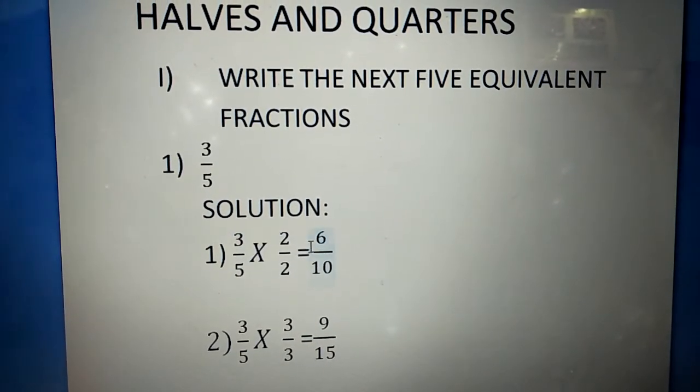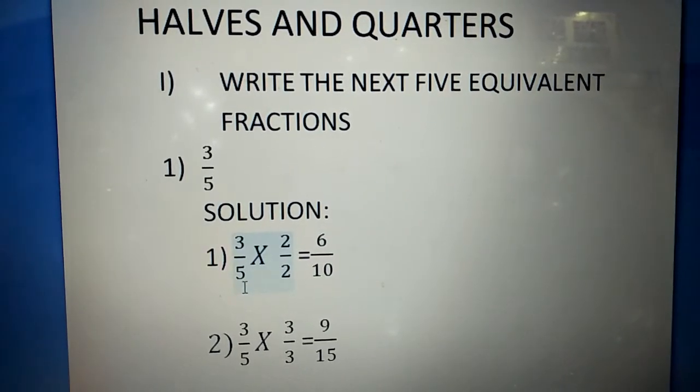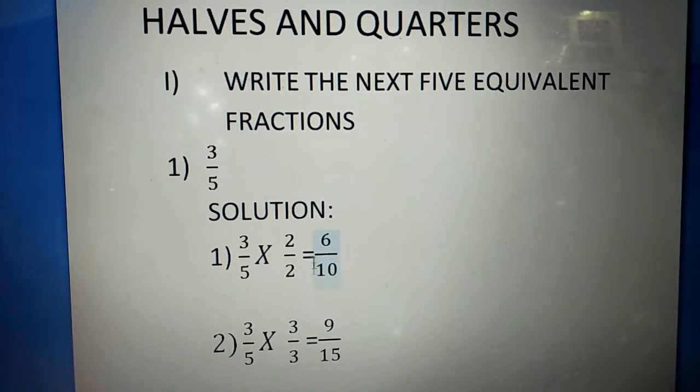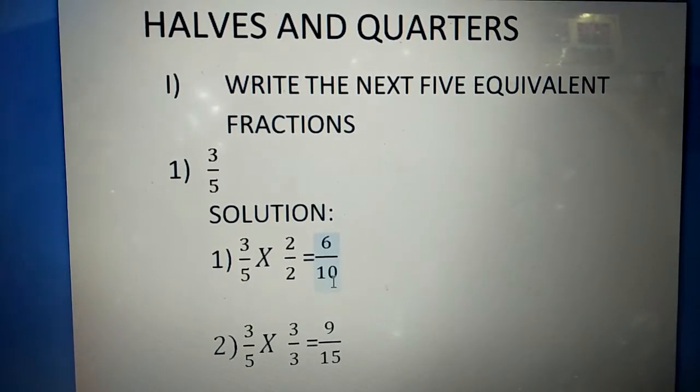3 2s are 6. Then 5 2s are 10. So what fraction do you get now? 6 divided by 10.